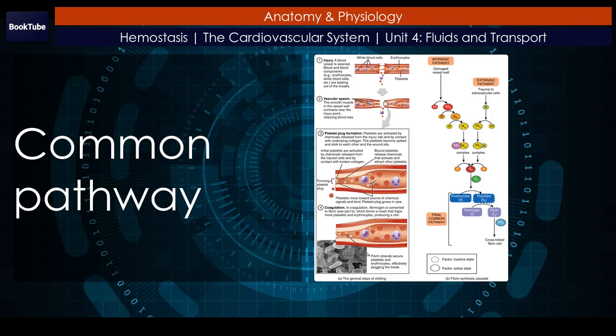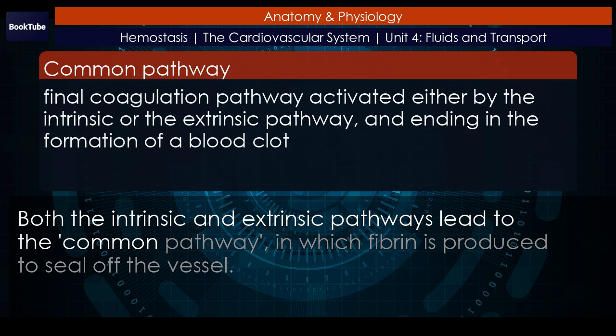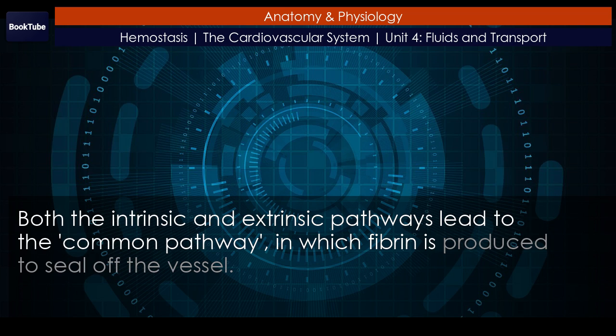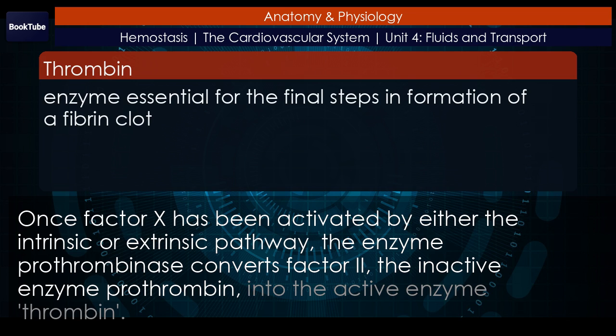Common pathway. Both the intrinsic and extrinsic pathways lead to the common pathway, in which fibrin is produced to seal off the vessel. Once factor X has been activated by either the intrinsic or extrinsic pathway, the enzyme prothrombinase converts factor 2, the inactive enzyme prothrombin, into the active enzyme thrombin.